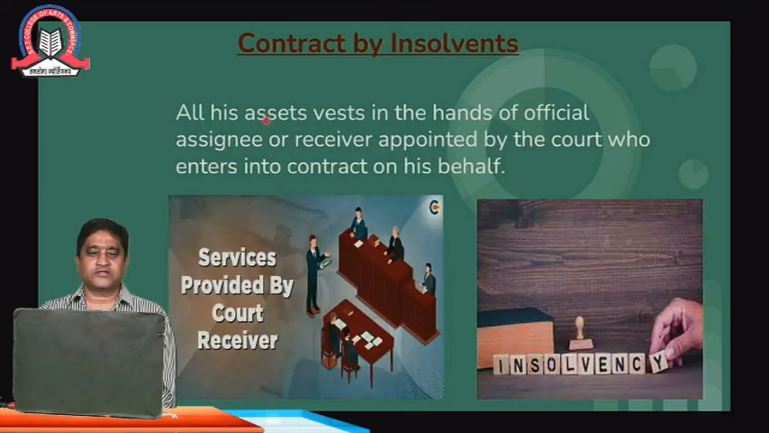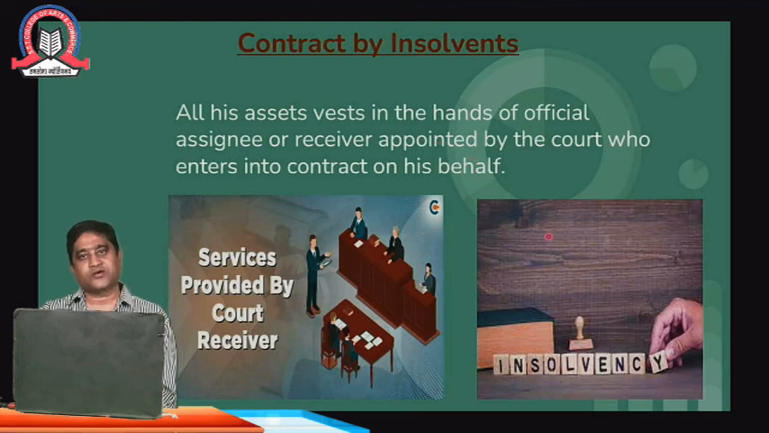In the contract by the insolvent, all his assets vest in the hands of the official assignee. Whoever the official assignee is, appointed by the ROC or by the National Company Law Tribunal, steps into the footsteps of the directors and acts as a director for that company. His decision is final and binding, and he has to report to the ROC as well as the National Company Law Tribunal when he is doing all the activities related to the transfer of funds or paying the creditors or the debtors, and the receiver.